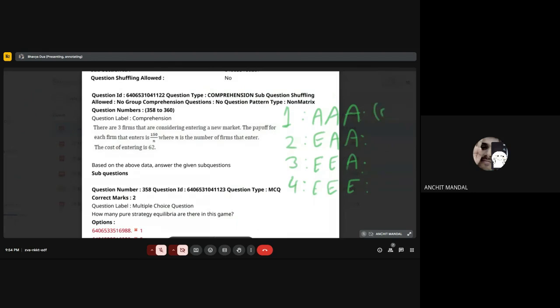So when all of them avoid, the payoff is going to be 0, 0, 0. When only one firm enters, the payoff is going to be 150 divided by 1 minus 62. Why 62? Because that is the cost of entering. So 150 minus 62, that gives me 88.